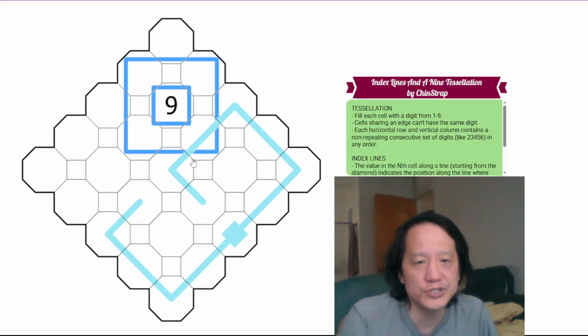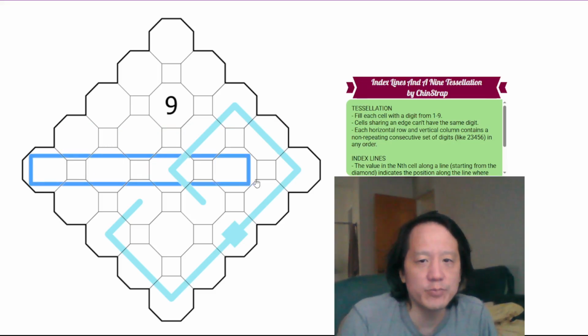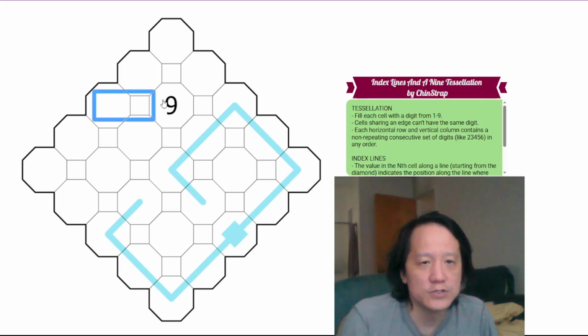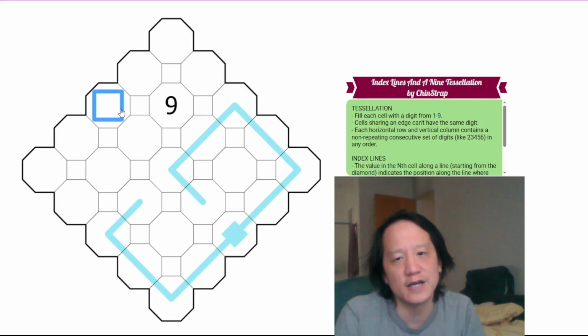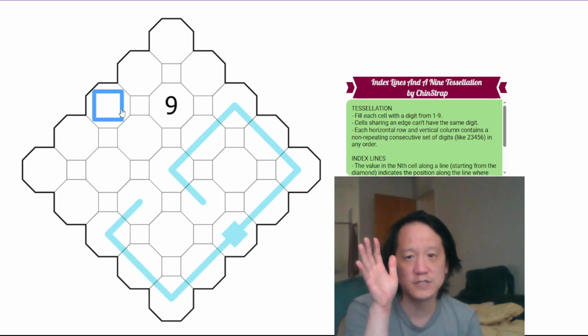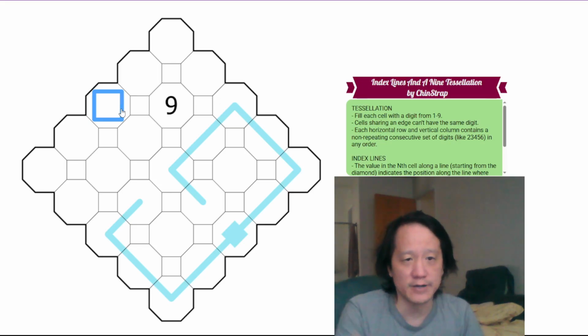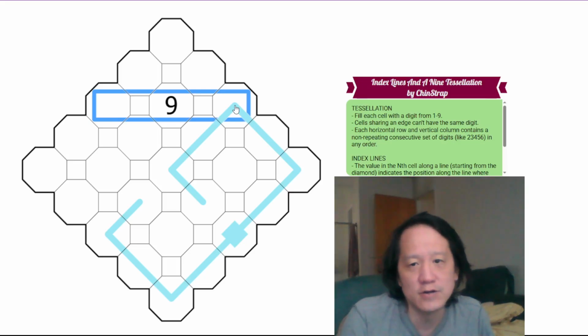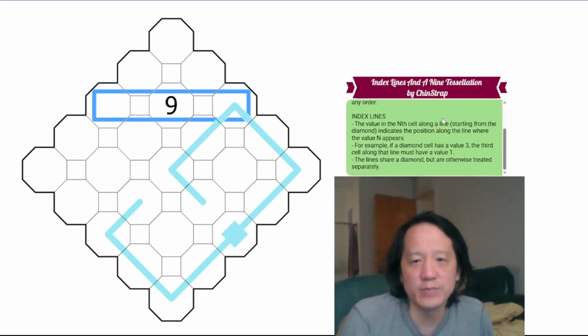Also, each horizontal row and vertical column contains a non-repeating consecutive set of digits, like 2, 3, 4, 5, 6 in any order. So, for example, in row 3, it's going to have to be 5, 6, 7, 8, 9, because that's the only set of consecutive digits, non-repeating, that contains 9 for the digits 1 through 9, right? 5, 6, 7, 8, 9 here is the only one that works. So that should tell you a decent amount of information.